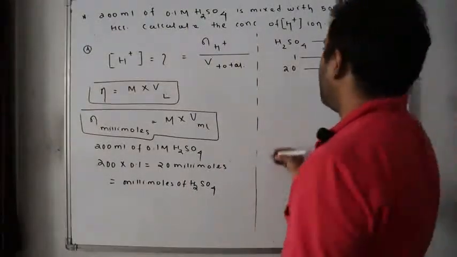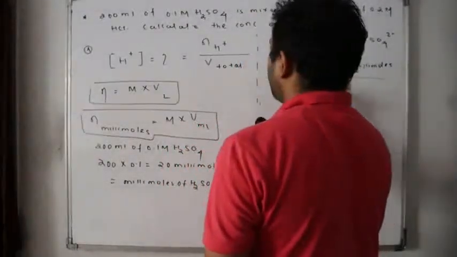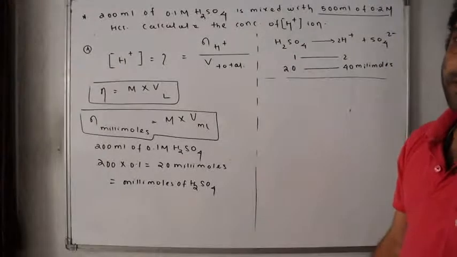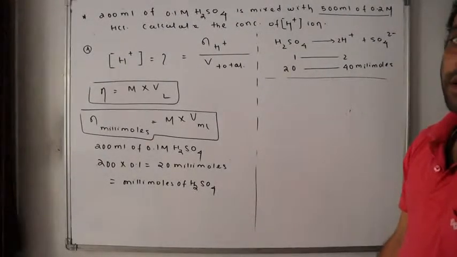Now, for HCl, let's go for HCl. How much is given? 500 into 0.2 molar. Yes or no? How much? 500 into 0.2 molar.